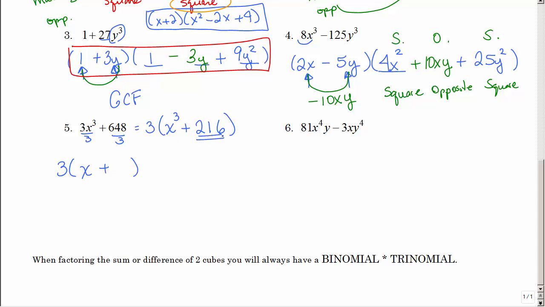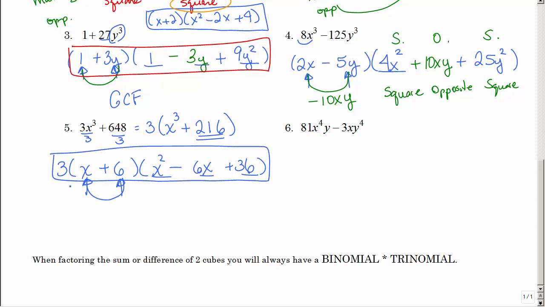So what cubed is 216? 6. Then we fill out our trinomial. Square that, make it positive, multiply those together, take the opposite sign. Square, opposite, square. Don't forget your GCF.